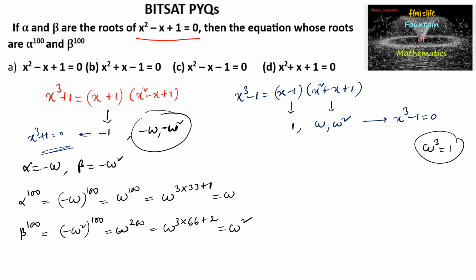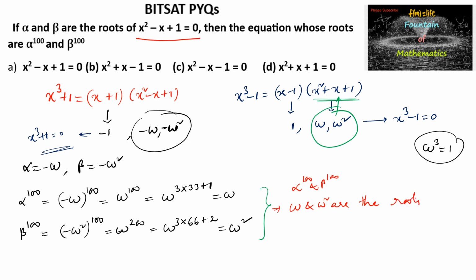Now omega and omega square are the roots for the new equation. Since we have already seen omega and omega square are the complex roots for the equation x square plus x plus 1 equals 0, we can conclude that omega and omega square, that is alpha power 100 and beta power 100, are the roots of x square plus x plus 1 equals 0. So we can go with option D.